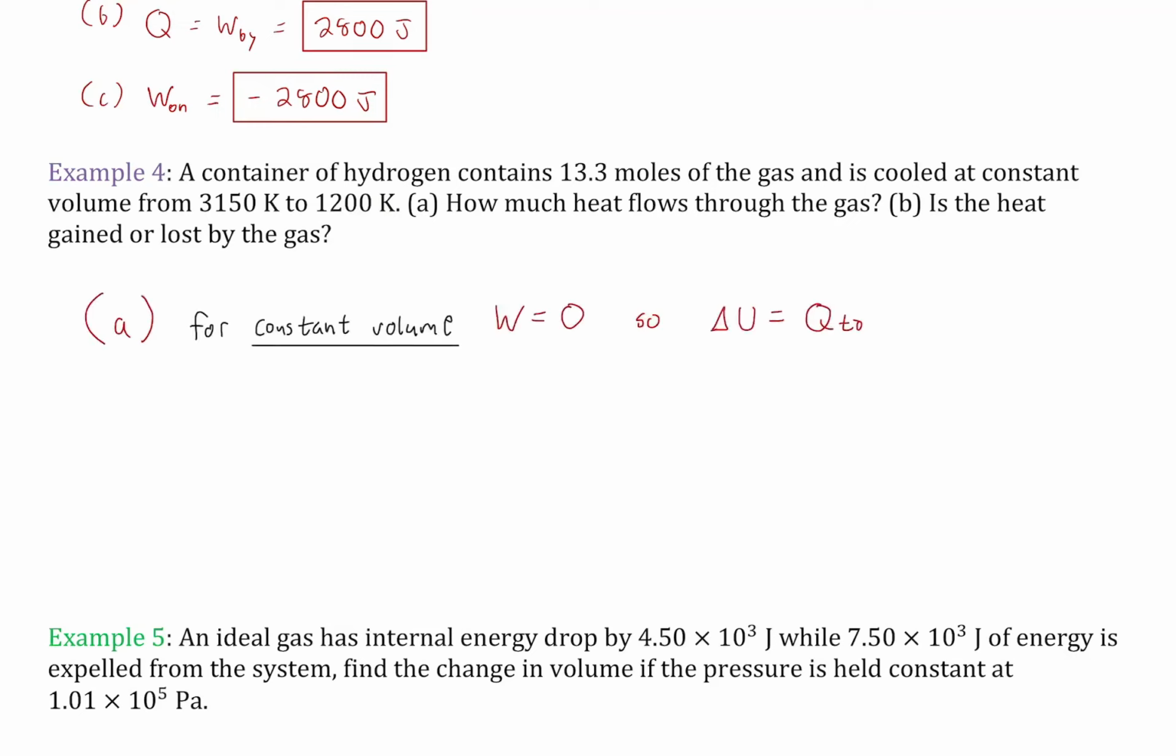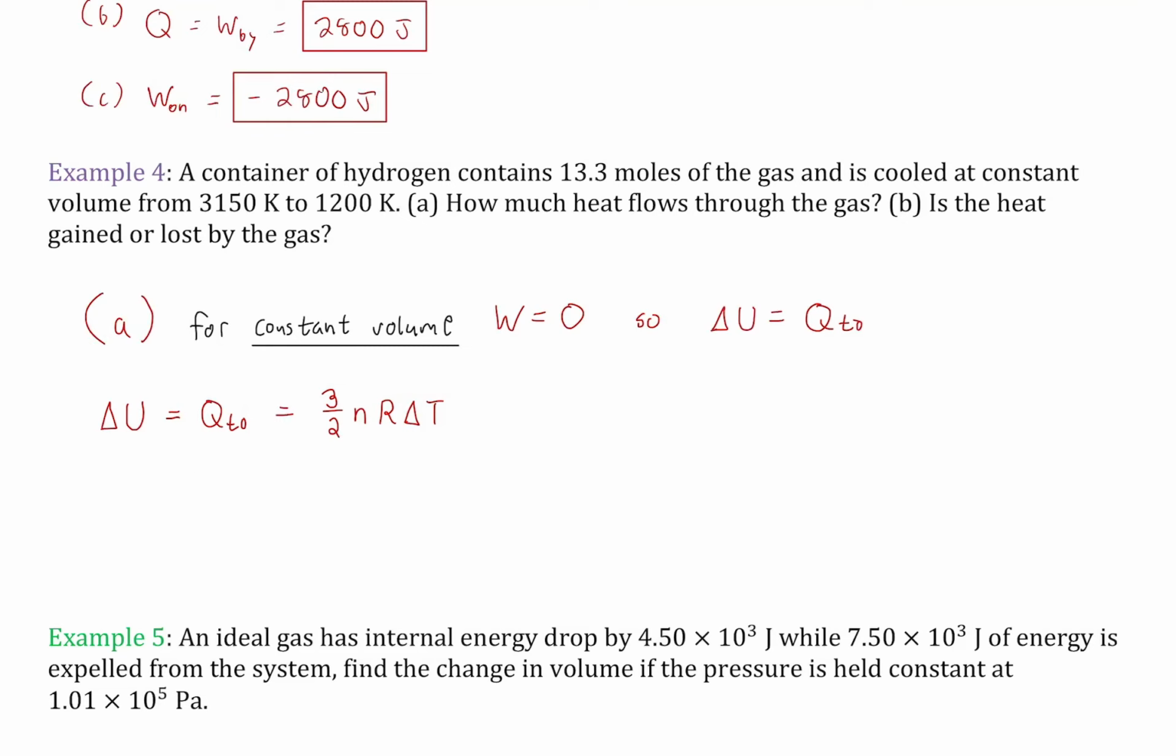So for constant volume, the work is 0. So usually something's 0, right? And that means that the change in internal energy is just equal to the heat added to the system. So then we have the change in internal energy is equal to Q.